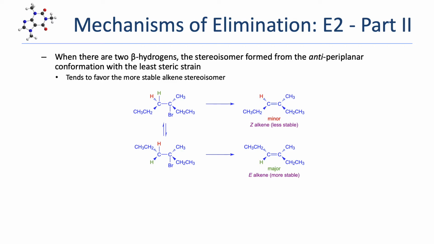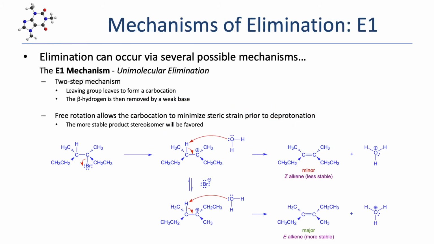isomer formed. The second mechanism of elimination we're going to look at is the E1 mechanism, which stands for unimolecular elimination. Again, just as we saw with the SN1 nucleophilic substitution, unimolecular indicates that there is only one molecular species involved in the rate-limiting step of the reaction. If we look at the mechanism, we can see that it occurs in two steps.